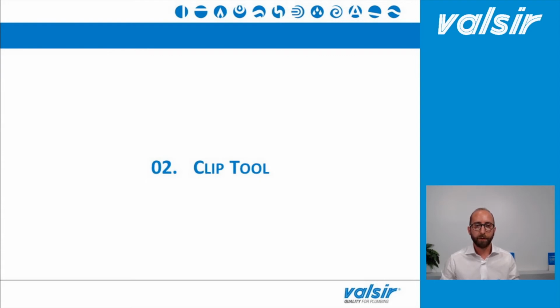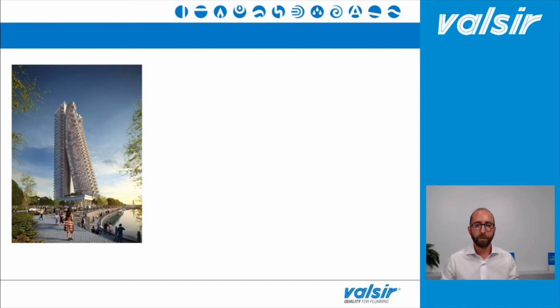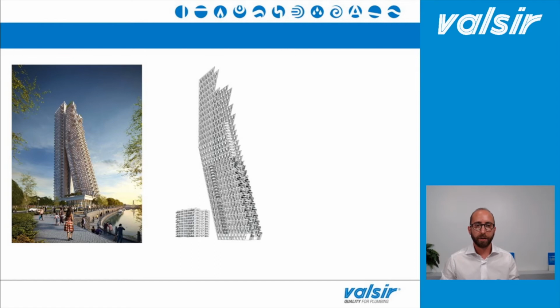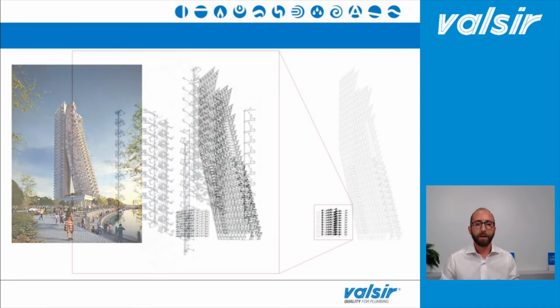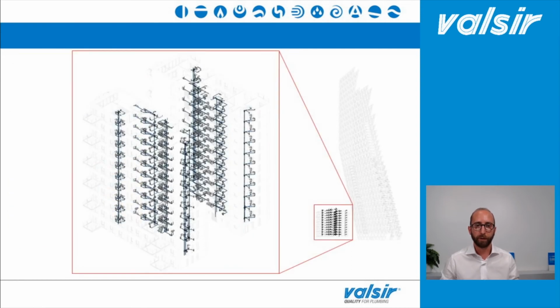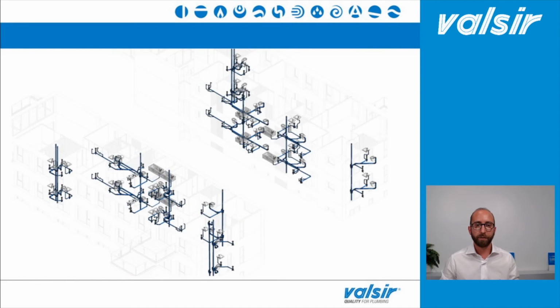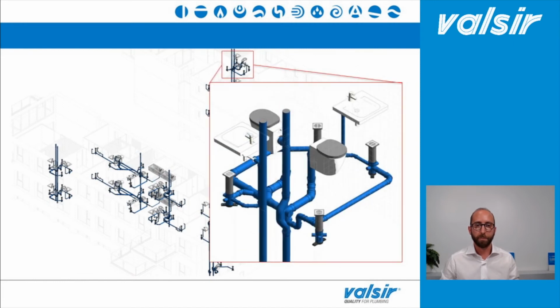The second question is, why did we decide to develop the clip tool? In order to answer this question, we can start from a real example. This is a high-rise building that was designed and built in Colombo, the capital of Sri Lanka. Here the designers decided to use the BIM philosophy in order to create the avatar models of the building. And inside these buildings, for the wastewater system, the designers decided to use our Revit families.